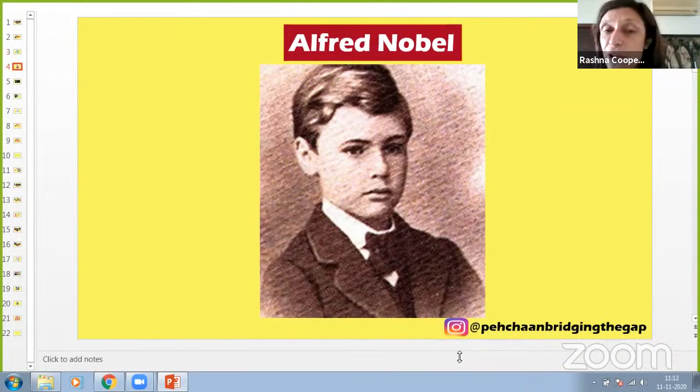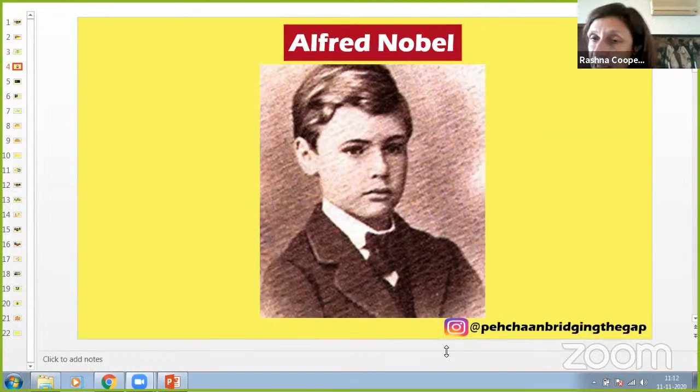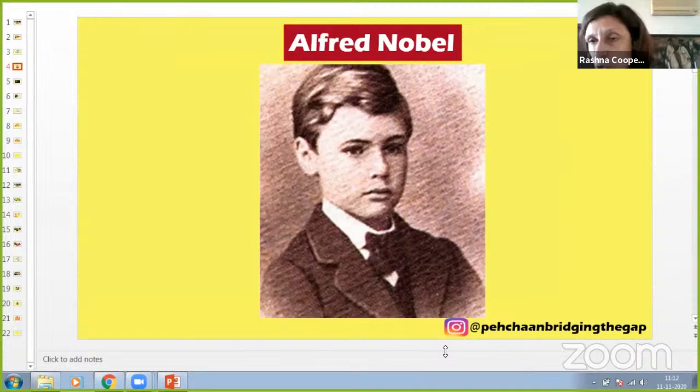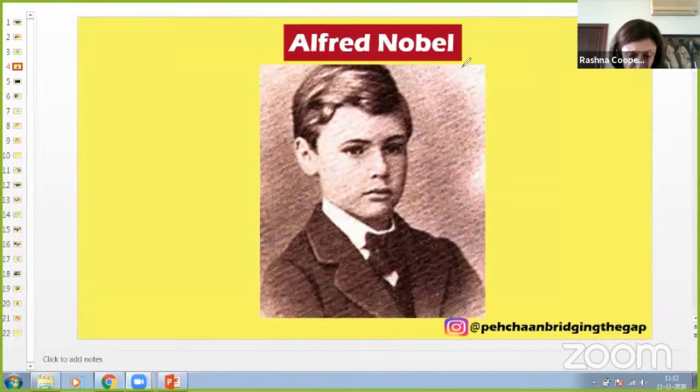So when his father realized that Alfred was really smart and he couldn't teach him anymore, he had private tutors to teach Alfred. This was very well known at that time, to have private tutors to teach very smart children, of course, for people who had the money to afford it. When Alfred was quite young, he joined his father's factory in Russia, and therefore he also spoke Russian.